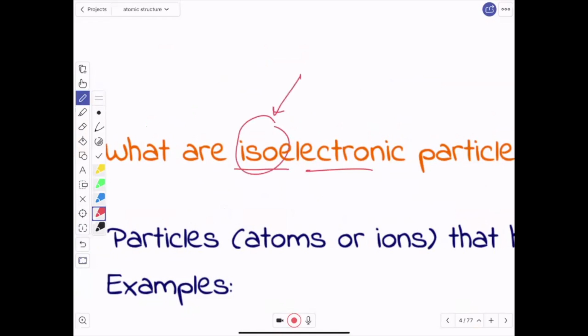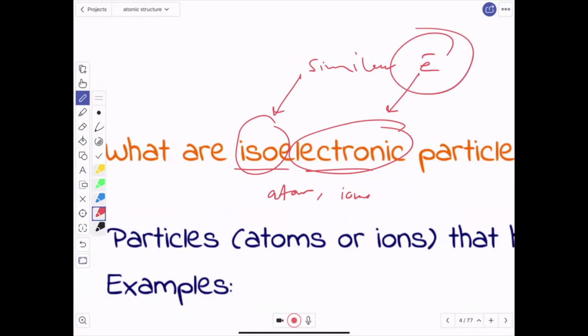Iso is similar. Electronic means they have the same number of electrons. So what's the definition of isoelectronic species? They are atoms or ions. So they could be atoms, they could be ions. What do they have in common? The only thing in common here is their number of electrons. So I'll give you examples of isoelectronic species.